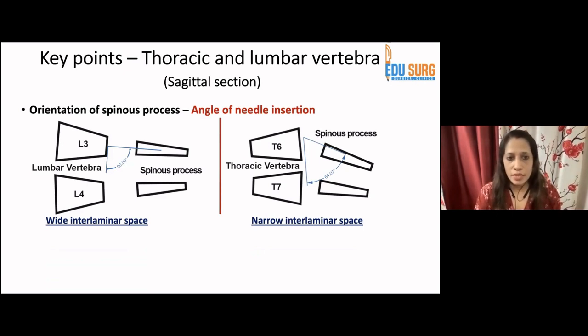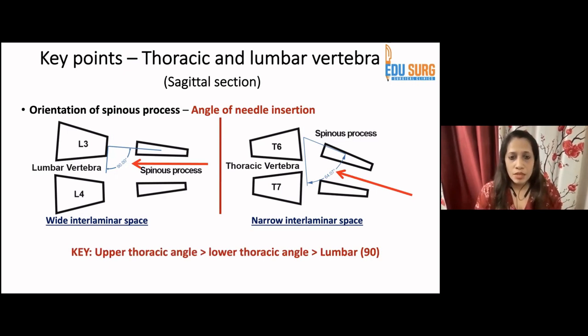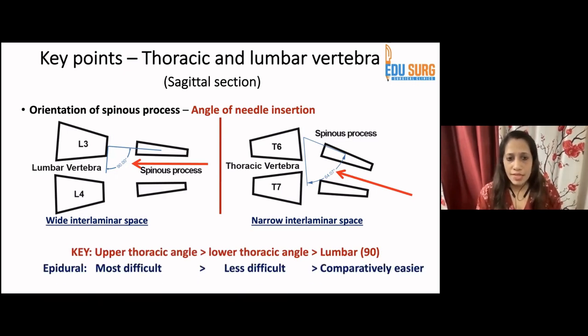So this is a wide interlaminar space. This is narrow, and you can see the direction of the needle. It is almost perpendicular or slightly in the upward and forward direction. Unlike in thoracic, it is really acute to the skin, so it's more difficult. So here we can see the upper thoracic is most difficult, followed by lower thoracic, and then the lumbar.